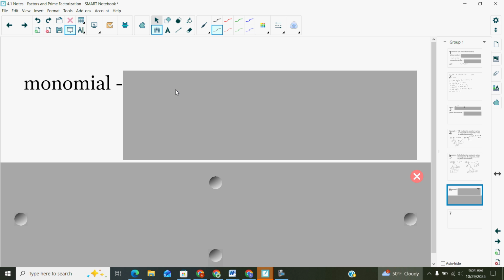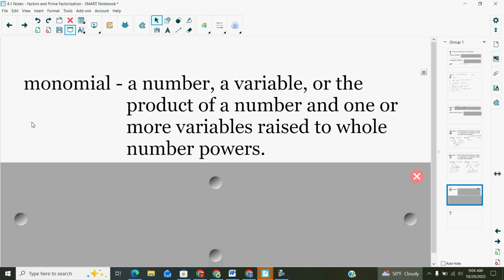And then the last thing is a monomial. A monomial is a number, so it could be 5. A variable, could be x. x is a monomial. Or the product, which means multiply, of a number and one or more variables raised to whole number powers. So it could just be a number, it could just be a variable, or it could be a combination of numbers and variables that are multiplied together.